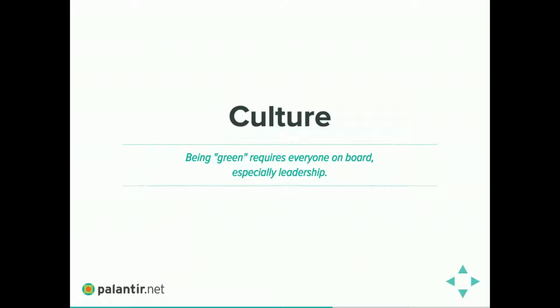The reason it is important to have leadership backing your green efforts or your clean code efforts is because when you're trying to communicate invisible negative value to a client, you will need that backing. You will need that support from your whole organization.